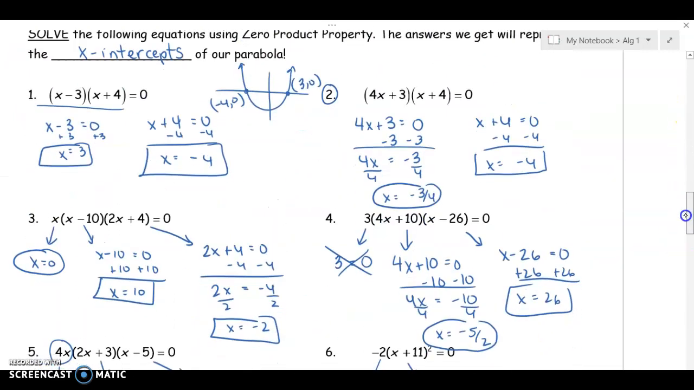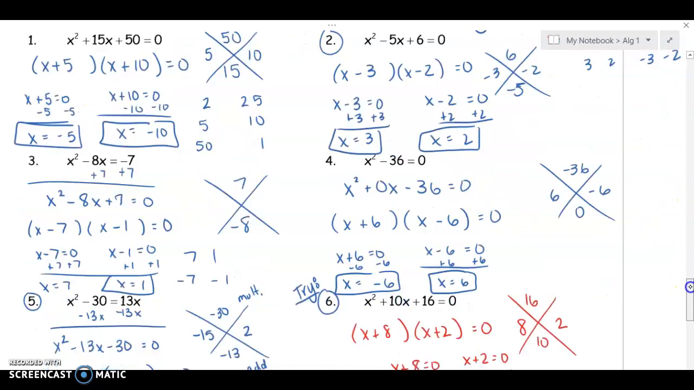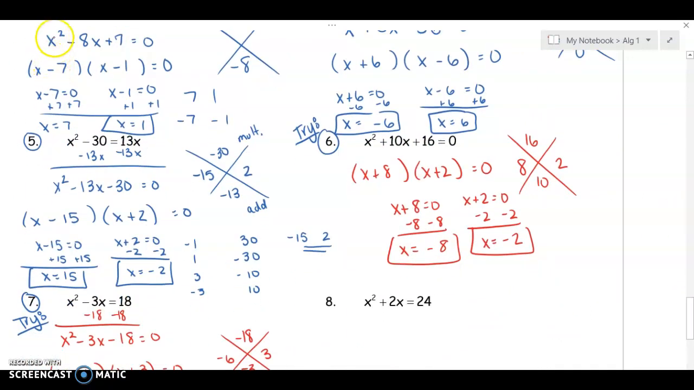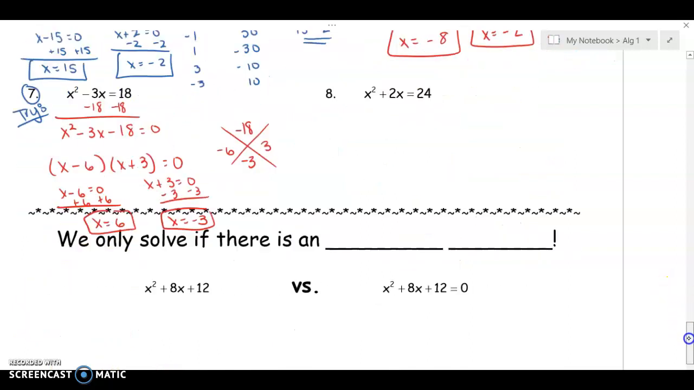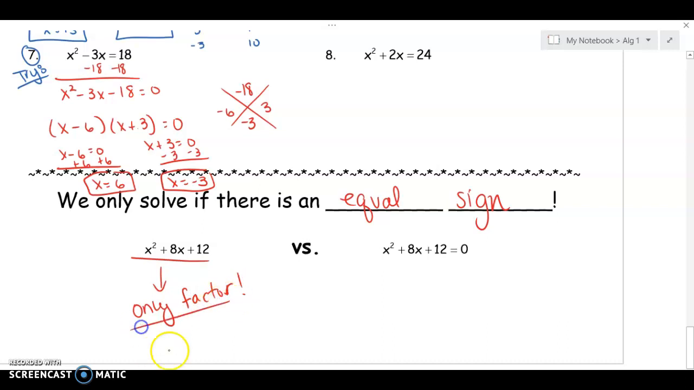If they are problems like these that we just did that say factor and solve, it'll usually have the word solve in it. It'll also have an equal sign in the problem. If it has that, then you're going to have to factor it and keep going and solve it. So we only solve if there is an equal sign. If it just looks like this, there's no equal sign, you only factor it. So your final answer is going to be like this: x plus 6 times x plus 2.